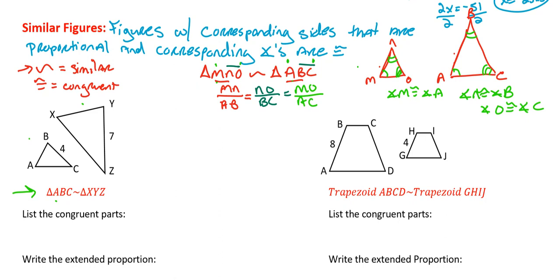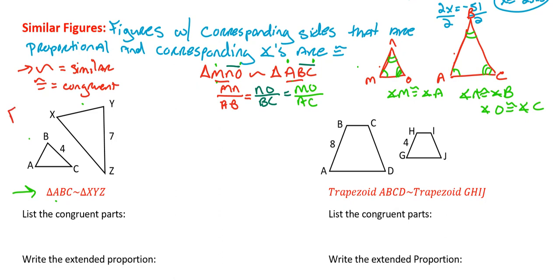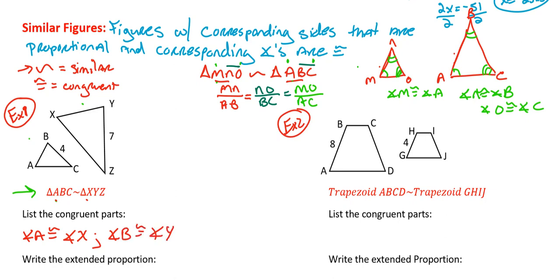It says to list all the congruent parts. You want to be careful here: it's not going to be the sides, it's just going to be the angles. I'm going to put example 1 and example 2 here. So for the angles, we would have angle A is congruent to, looking at the statement, angle X. Angle B is congruent to angle Y, and angle C is congruent to angle Z. Those would be all the congruent parts.